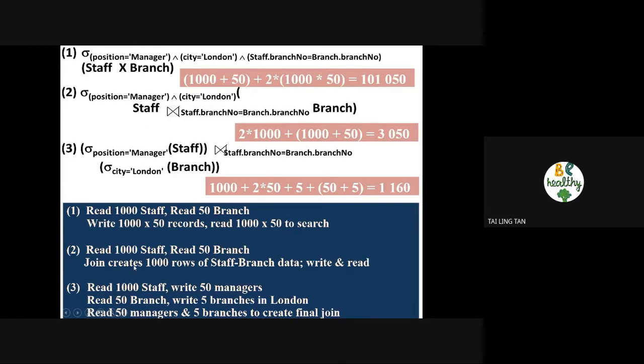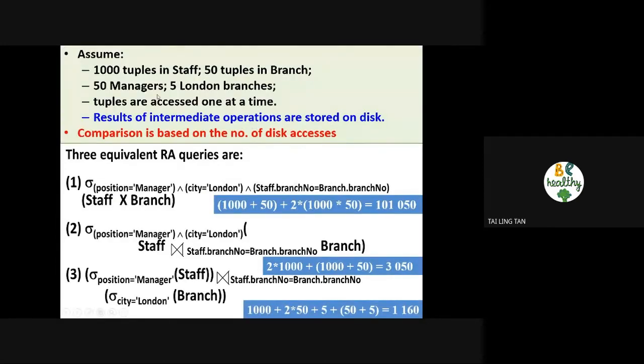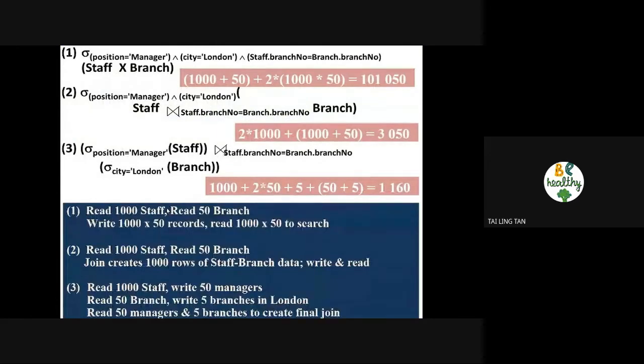The second one, we read 1,000 staff and read 50 branches. Then we do a join, and the number of join operations is around 50 times 5, which should be only 250. We join this result based on 1,000 rows to the branch data of 50. Then we only do the write and read. So the time for doing this is only 3,000 passes.